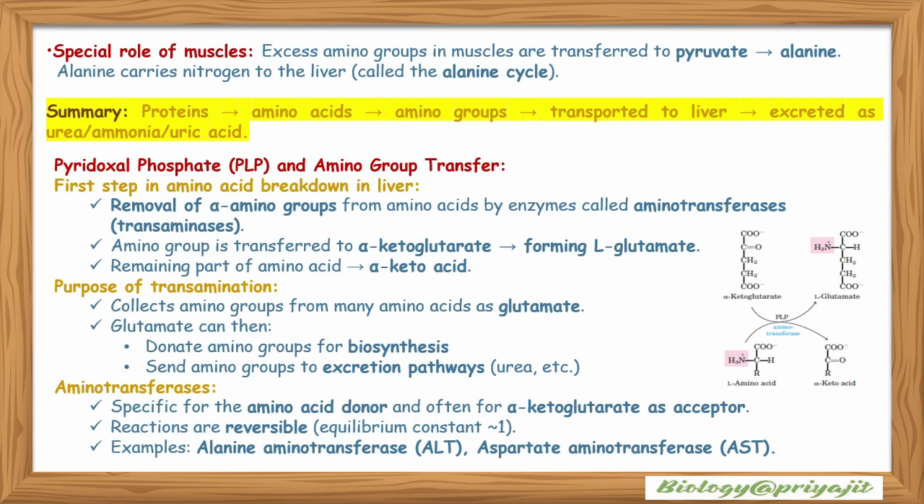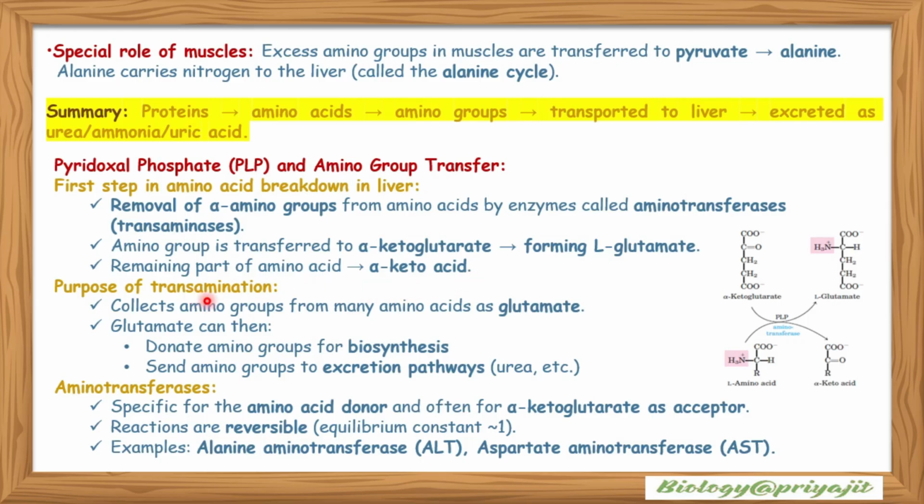Pyridoxal phosphate and amino group transfer. First step in amino acid breakdown in the liver: removal of alpha amino groups from amino acids by enzymes called aminotransferases. The enzymes are also named transaminases. The amino group is transferred to alpha ketoglutarate and it will form L-glutamate. The remaining part of the amino acid will produce an alpha keto acid.